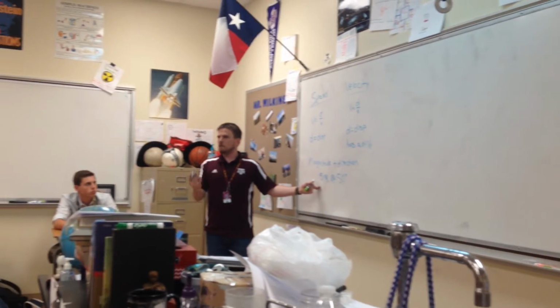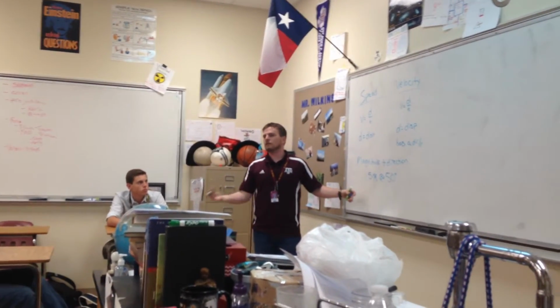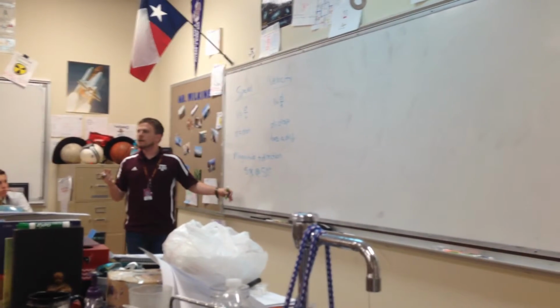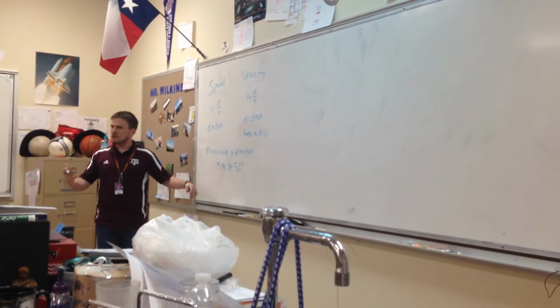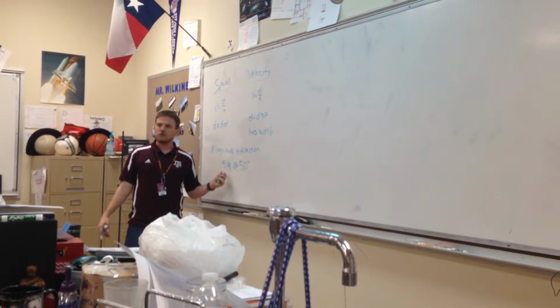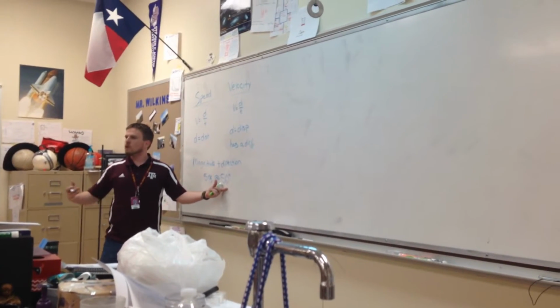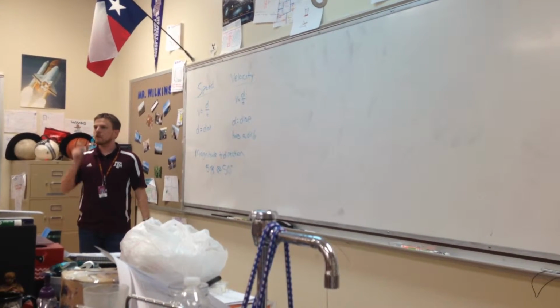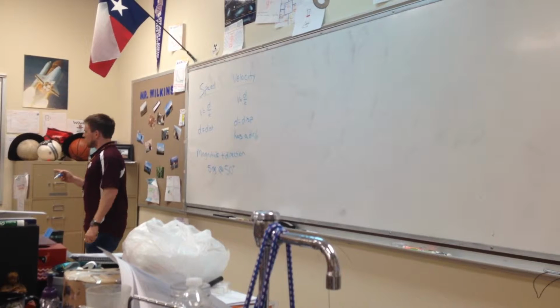5 newtons, that's a magnitude. 5 meters per second squared, that's a magnitude. 5 joules, that's a magnitude, okay? So anything that's just the number is the magnitude. The angle, or right, left, something like that, that's the direction. Does that make sense?